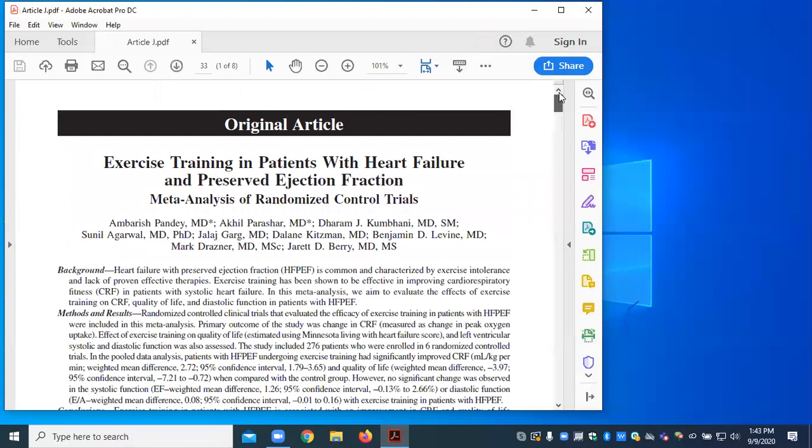Kim in Athen. Kim, are you there? Yes, ma'am, I'm here. Okay. It said original article. It means it is an original research article, okay? Yes, ma'am. And please read the title of the article. Exercise training in patients with heart failure and preserved ejection fraction, a meta-analysis of randomized clinical trials. Okay. What's the level? It's level 1.